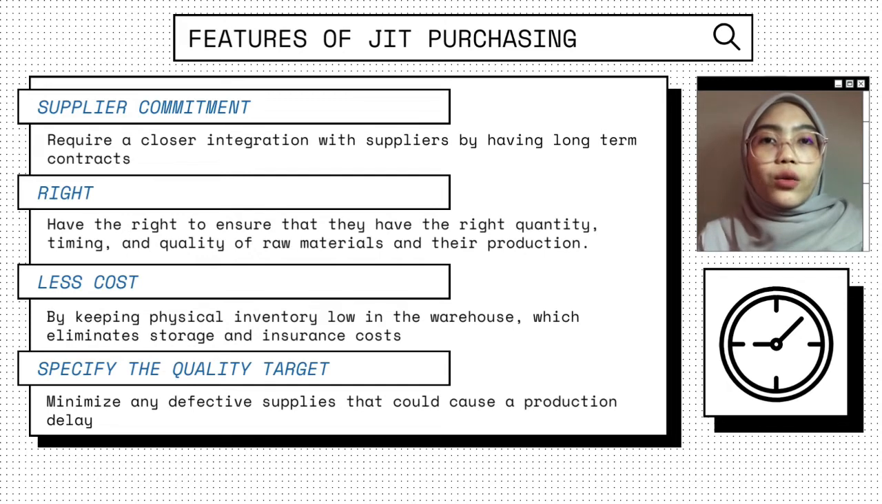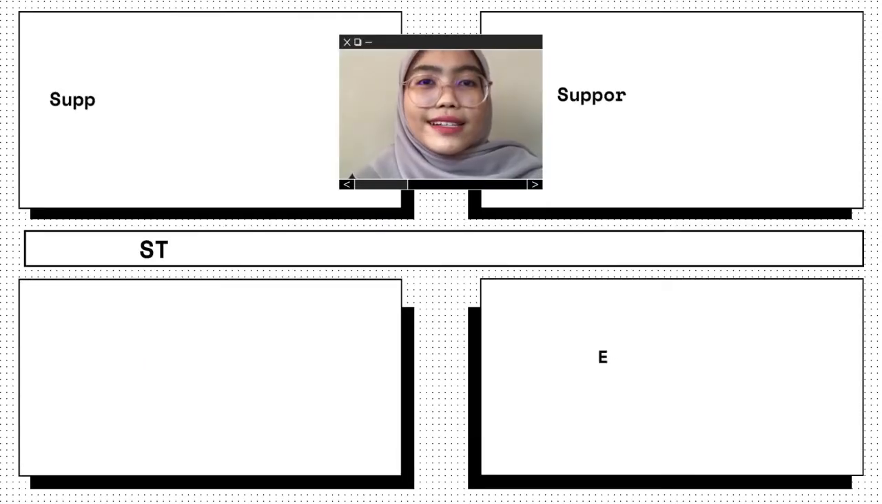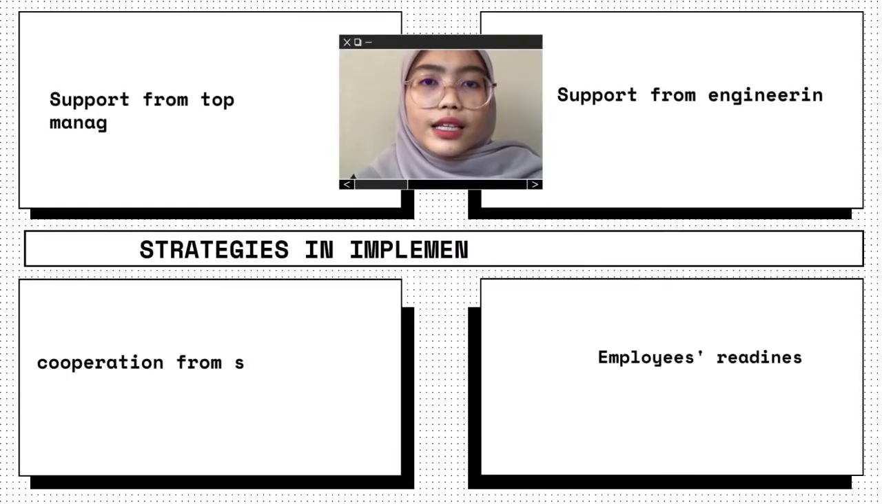Lastly, specify the quality target. Minimize any defective supplies that could cause a production delay. Here we can see the strategy in implementing JIT purchasing.